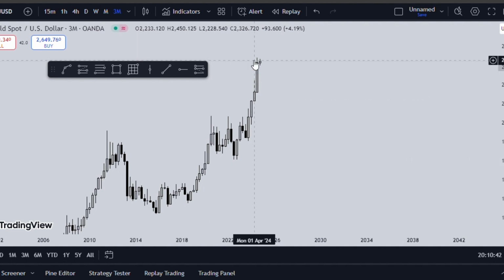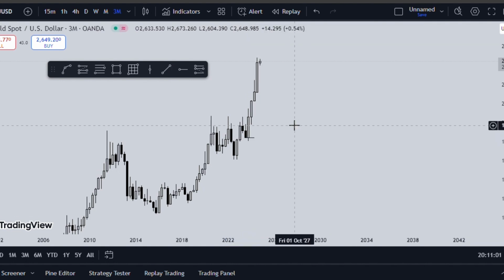Now I focus on only the last 3 candles, but there's no failure swing here. Let me show you what a failure swing is. This is a failure swing here. It tried breaking this low, but it wasn't able to.